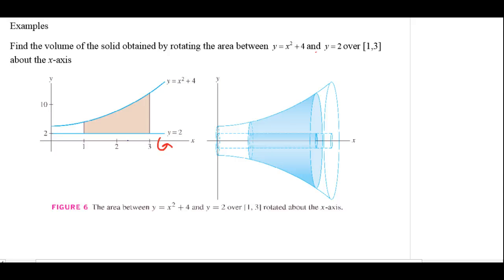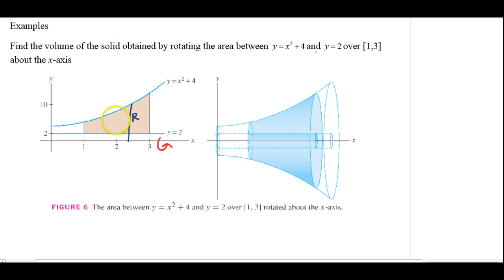My two options here, the two functions, are y equals 2 and y equals x squared plus 4. The one that's furthest away is x squared plus 4. So I try to draw it straight. It should be a perfectly vertical line. And I'm going to go ahead and label that big R. So that's my big radius.